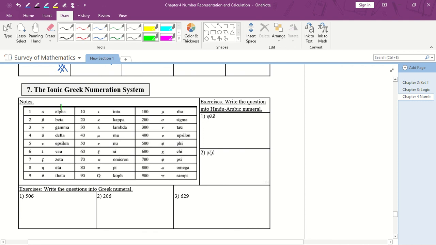For example, this is a table. And for example, I believe that you heard about alpha. This symbol is alpha. I believe that you heard about beta. I believe also you heard about gamma, delta, epsilon, and also theta. Some of you might know also lambda, sigma, and omega. Yeah, those actually are common words. And some of these words you often hear in the physics world, okay? But never mind. Now we are discussing the Ionic Greek numeration system.